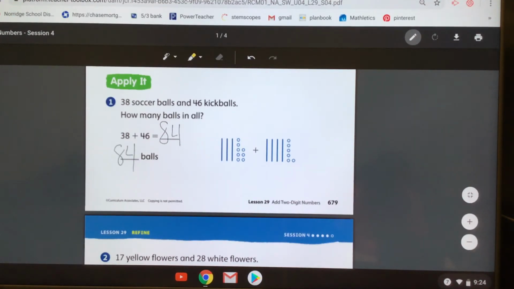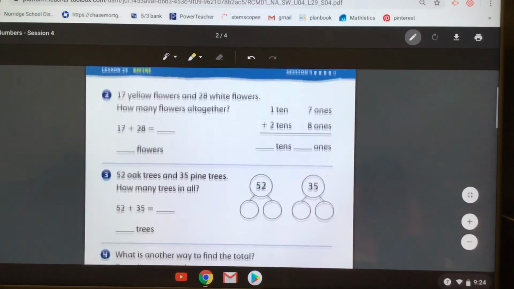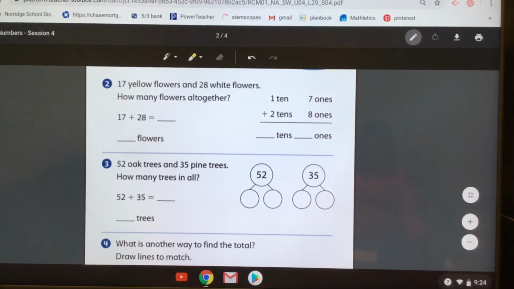Okay, so that's one strategy, drawing out the picture like that and counting it all. Now the next strategy that we learned is when you break apart the numbers and you add your 10s and then you add your 1s. So number 2 says 17 yellow flowers and 28 white flowers. How many flowers all together? So we're adding 17 plus 28. In the number 17, you have 1 10, 7 1s. And in the number 28, you have 2 10s, 8 1s.